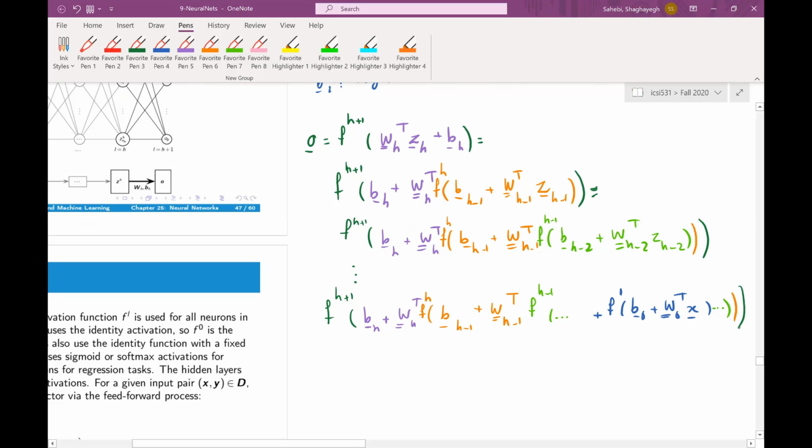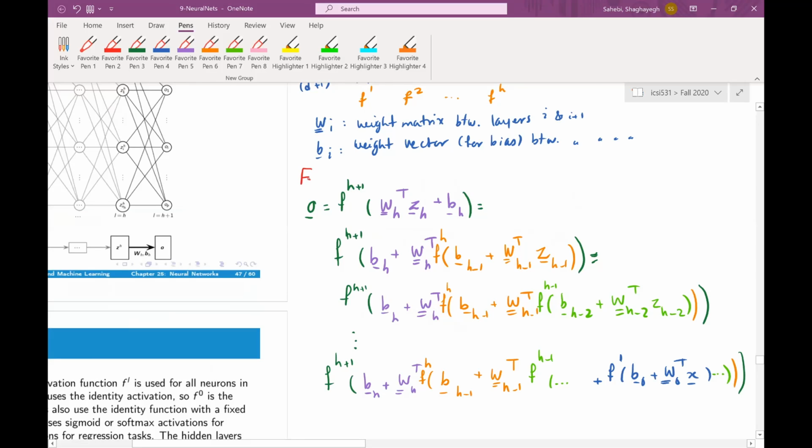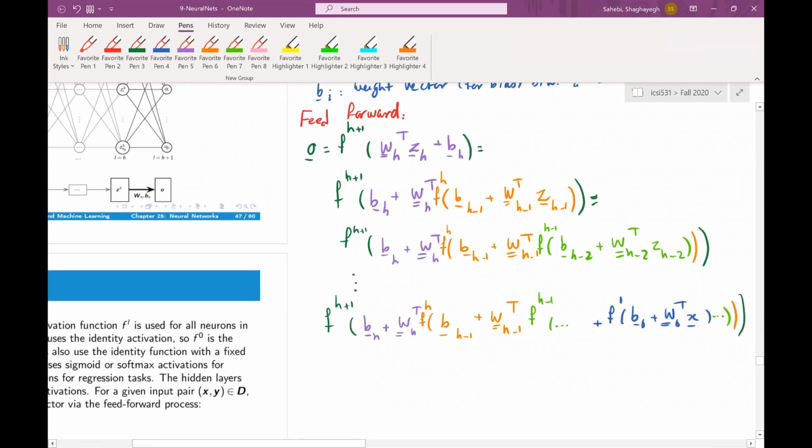Okay, so basically this is the feed forward part of the network. So when we want to calculate our output according to an input, when we are given an input and we know the W's, we know the B's, and we know the activation functions, we can just calculate all the output for that input like this, by calculating the nets in each layer, applying the activation function on top of that, and moving forward. So this is the feed forward phase.